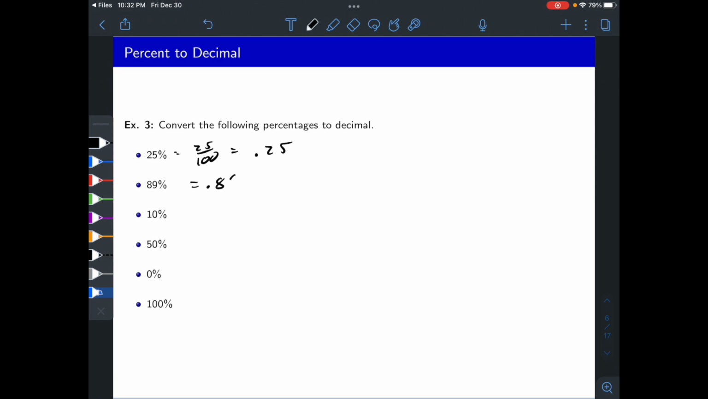89% would be 0.89. 10% is 0.10, but I put this example in just because it's good to remember that you don't need to put the 0 here. You could literally just say 0.1. That's perfectly fine. 50% in a similar way, you could write 0.50, or you could just write 0.5 because it's really just a half. 0% is just 0. 100% is just 1.